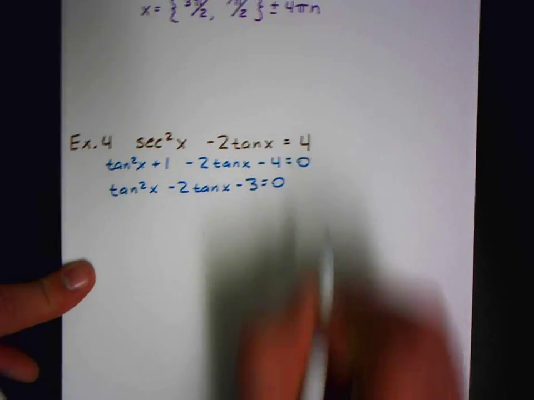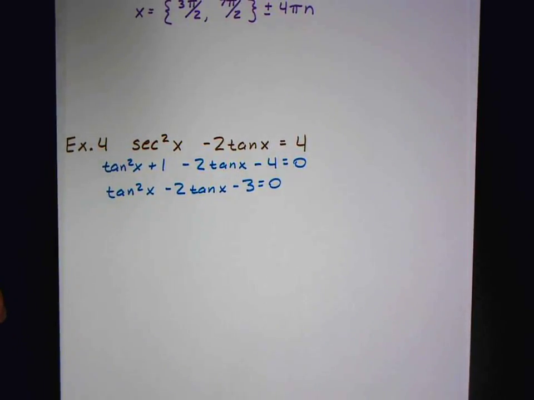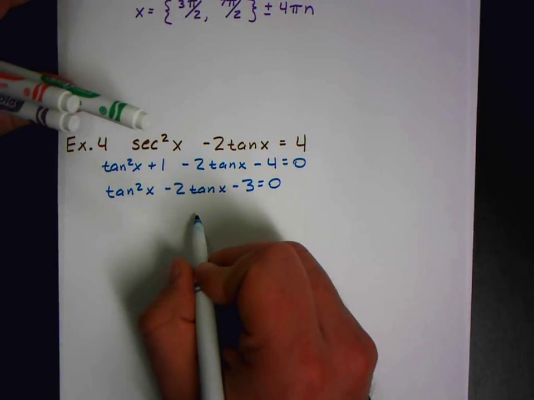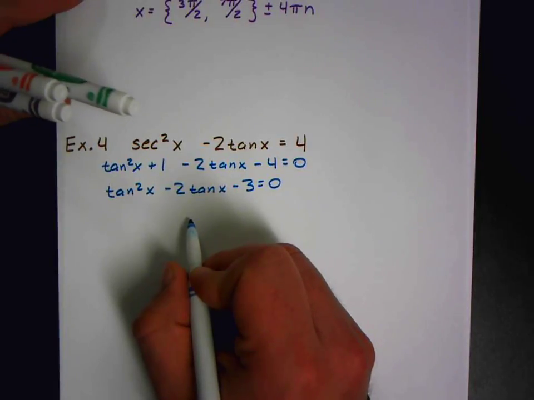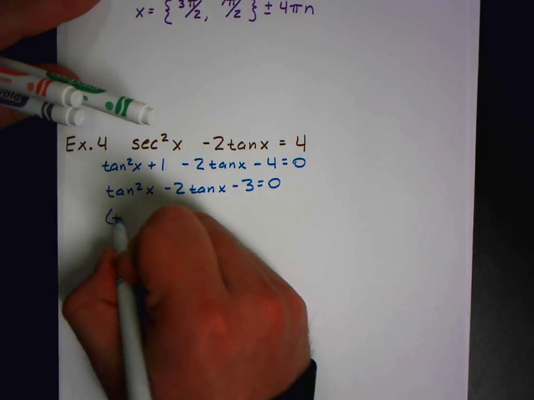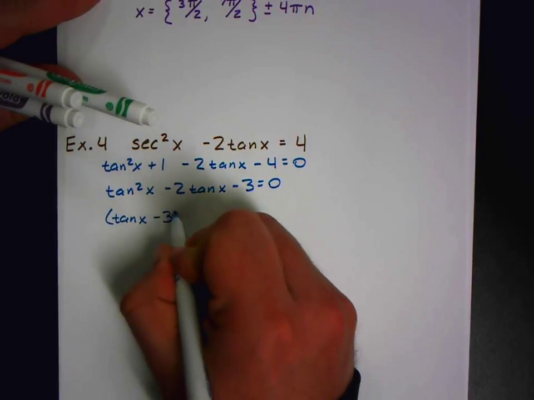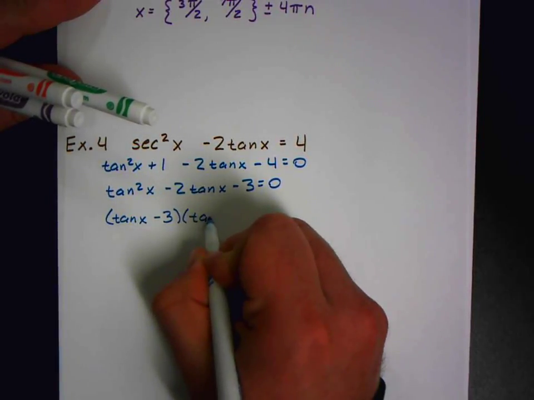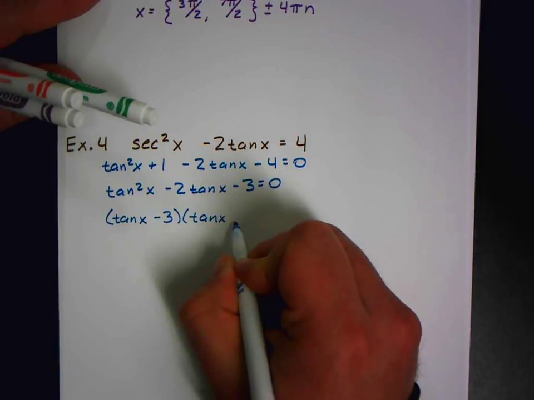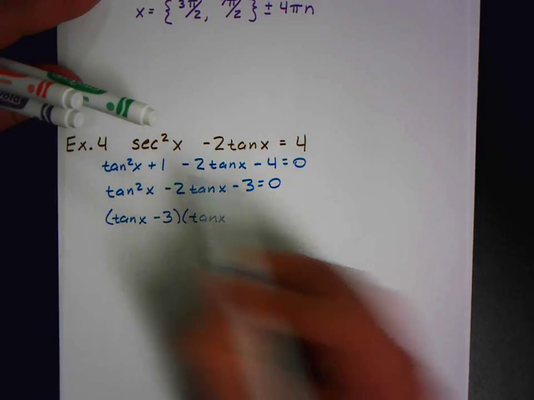Okay, so 2 numbers that multiply to -3 and add to -2. What happened to the -4? -4 plus 1. Gotcha.